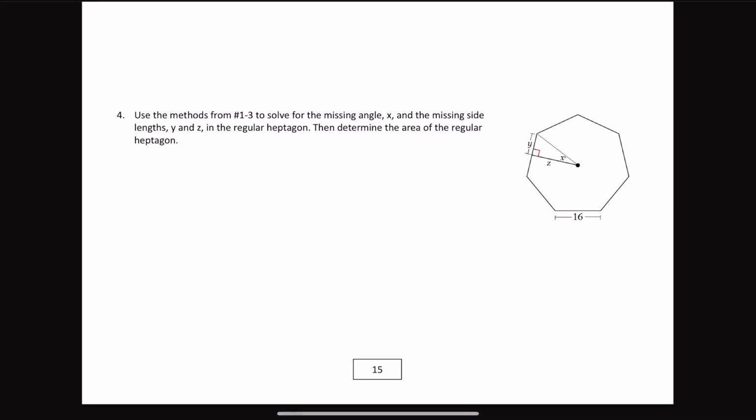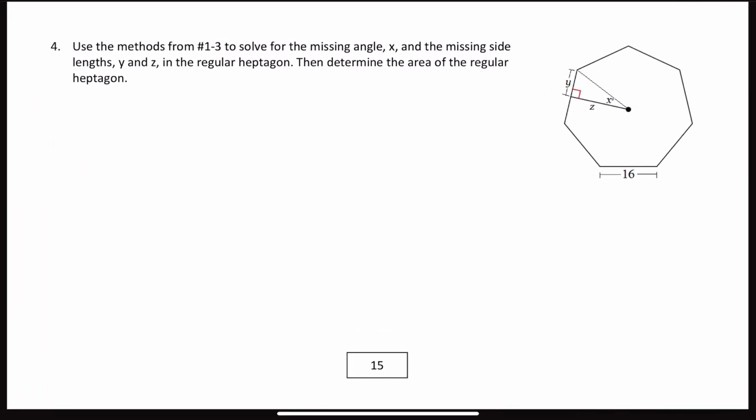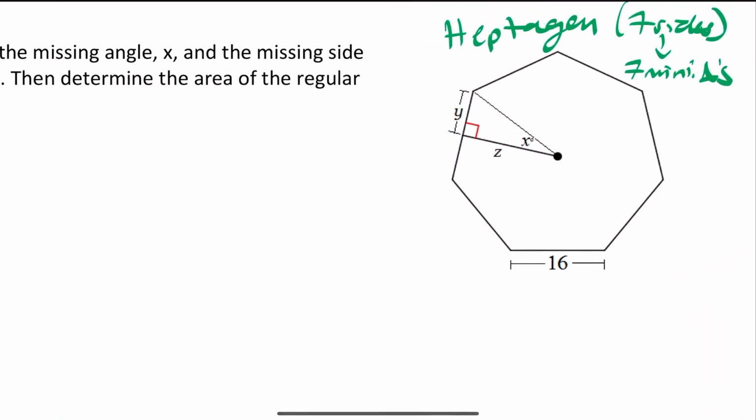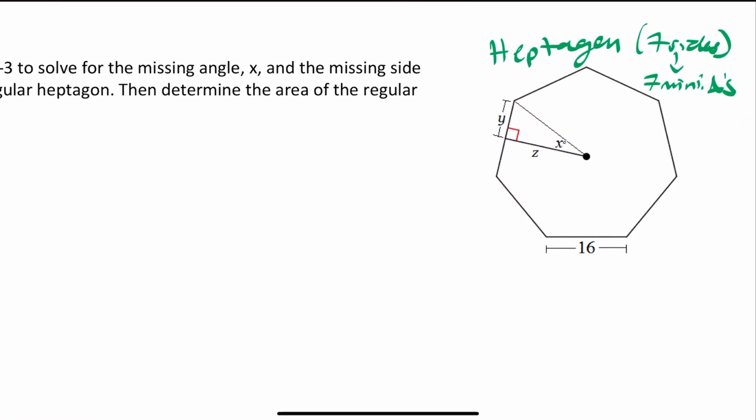So let's go ahead and look at this problem. Okay, so we have 1, 2, 3, 4, 5, 6, 7. So it looks like we're dealing with a heptagon. Okay, so it has 7 sides. I know that means it has 7 mini triangles. But the goal is to find the entire area. And it looks like I'm only given some little information here. So it looks like I have an apothem of Z.